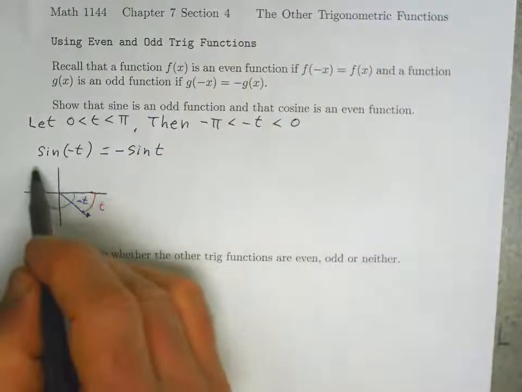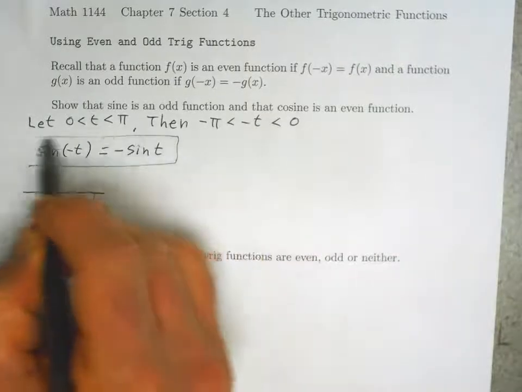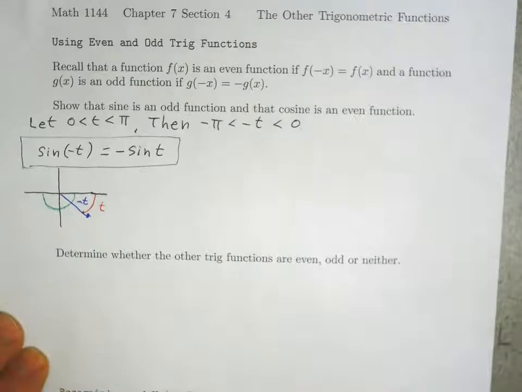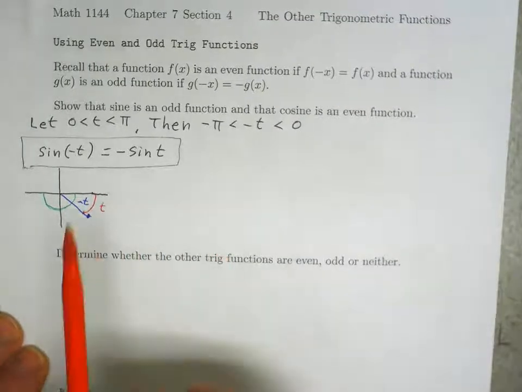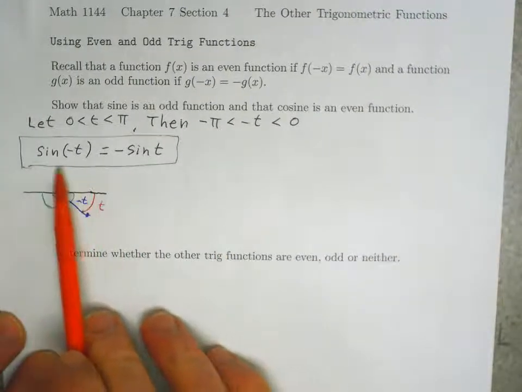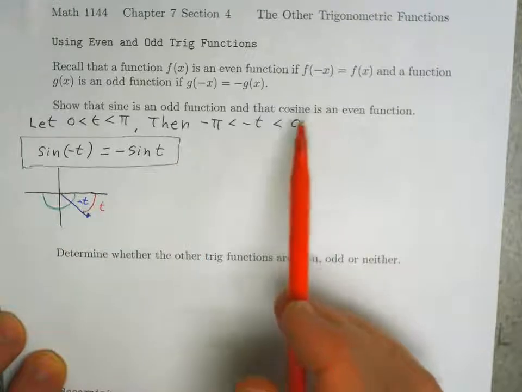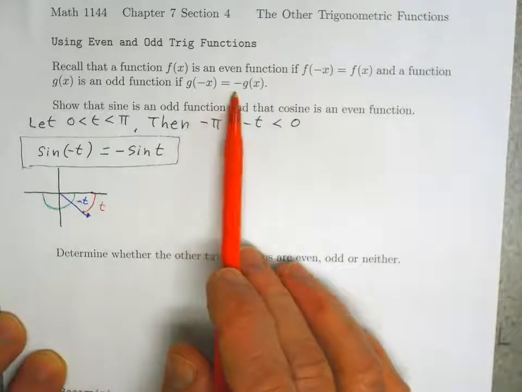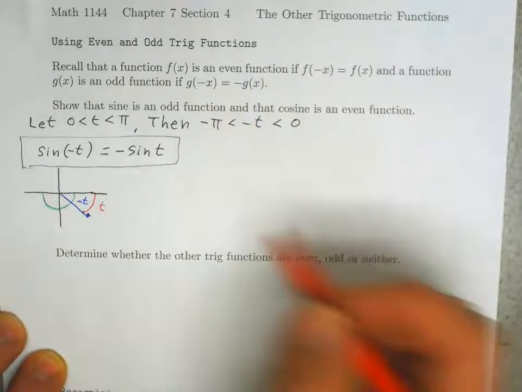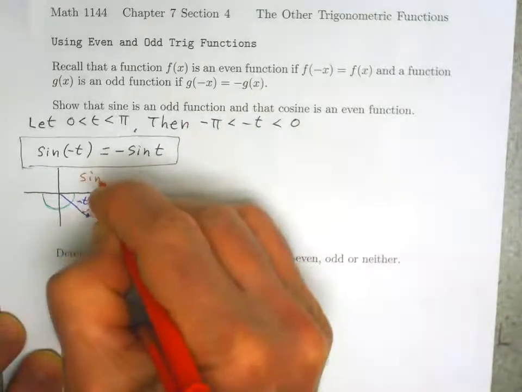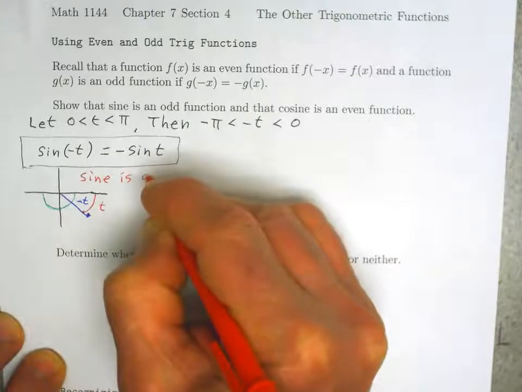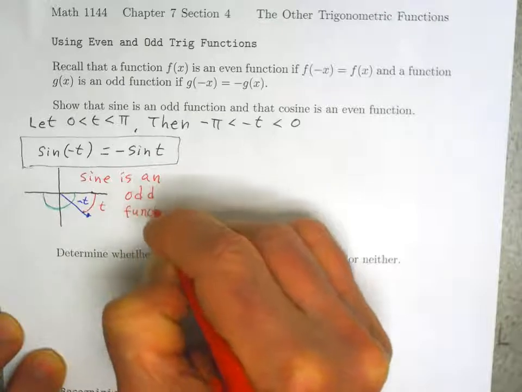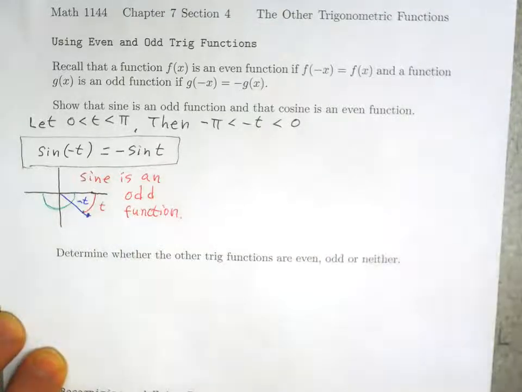So this shows that, this is not a rigorous proof, but this is convincing enough that the sine function is an odd function. It satisfies this form, g of negative x equals the negative of g of x. Okay, so sine is an odd function. Useful to remember.